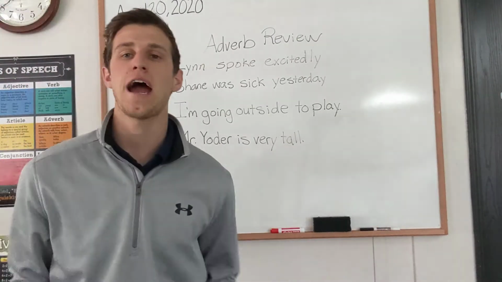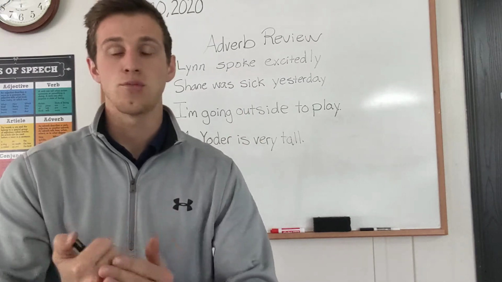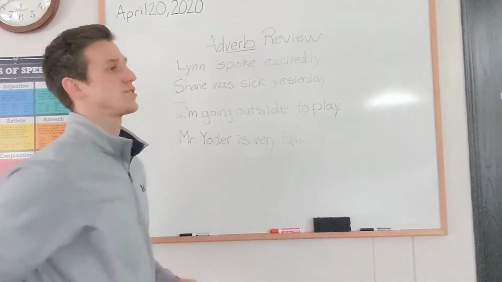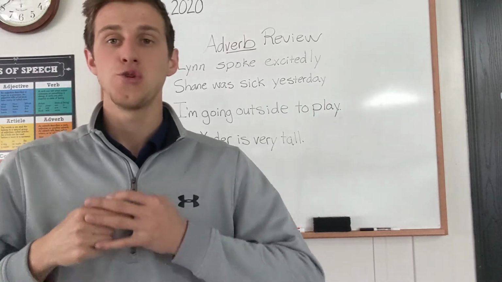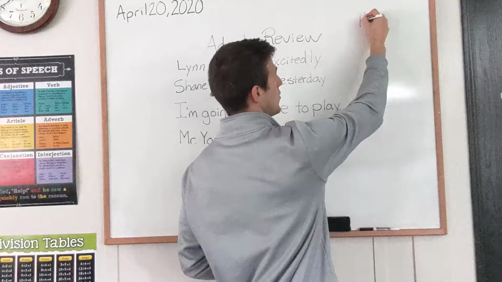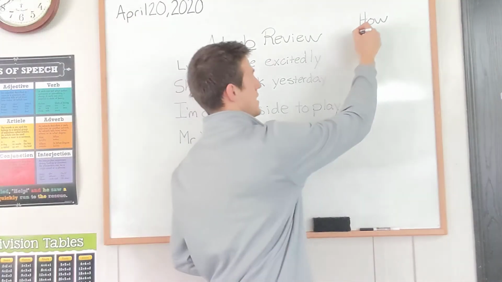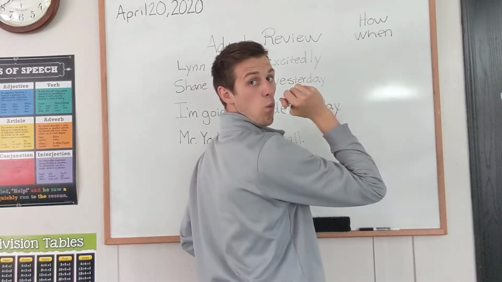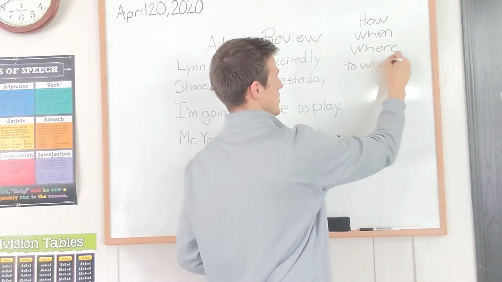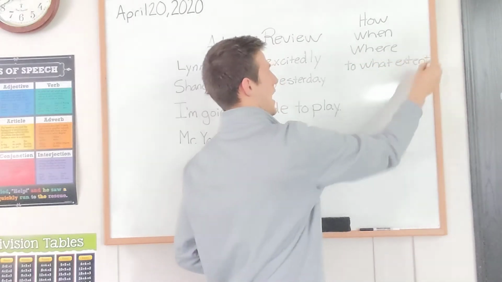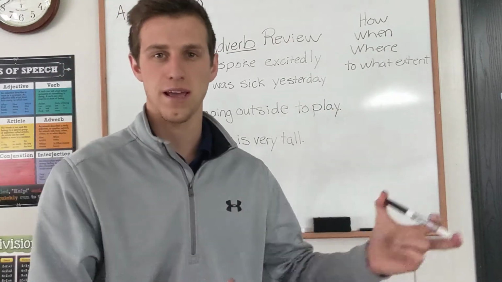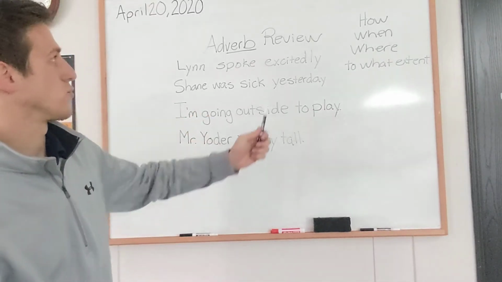All right, today we are reviewing our adverbs, and let's start with what is an adverb. Remember, an adverb is a word that describes our verb. It describes the verb in our sentence. What questions do adverbs answer? Jade, what's the first question our adverbs answer? They answer how, Aaliyah, when, where, and to what extent, or how much, like to what extent something is, okay? And I'll explain that a little bit further later in the video. So remember, our adverbs answer how, when, and where.